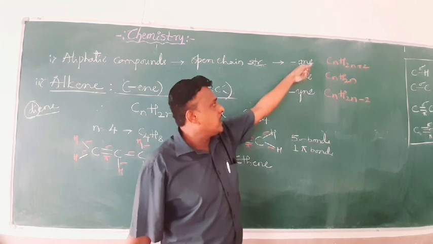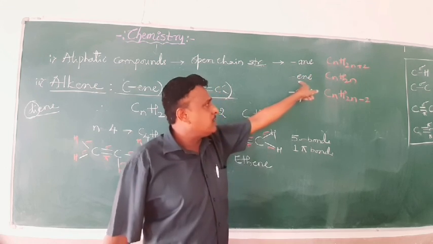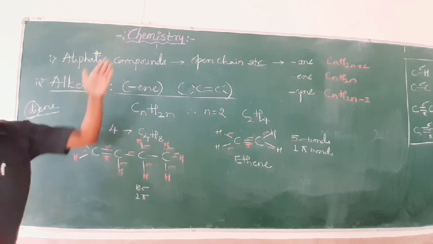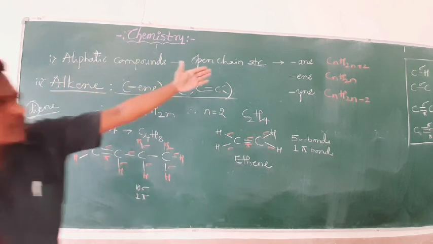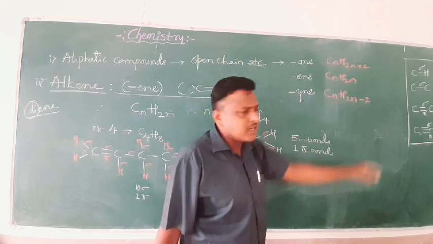I repeat: ANE, ENE, YNE. ANE means carbon-carbon single bond, ENE means carbon-carbon double bond, YNE means carbon-carbon triple bond, with a suitable general formula. We know the general formulas from high school: CnH2n+2, CnH2n and CnH2n-2.